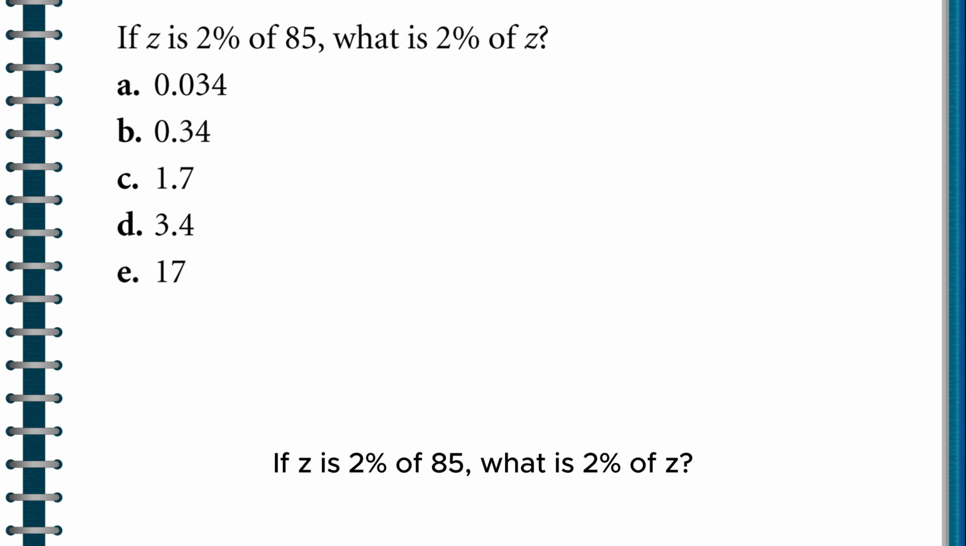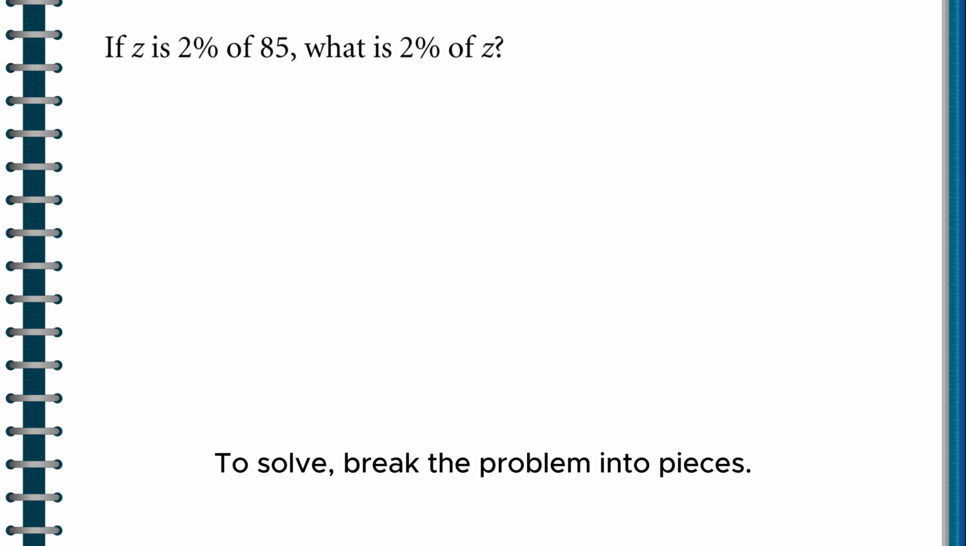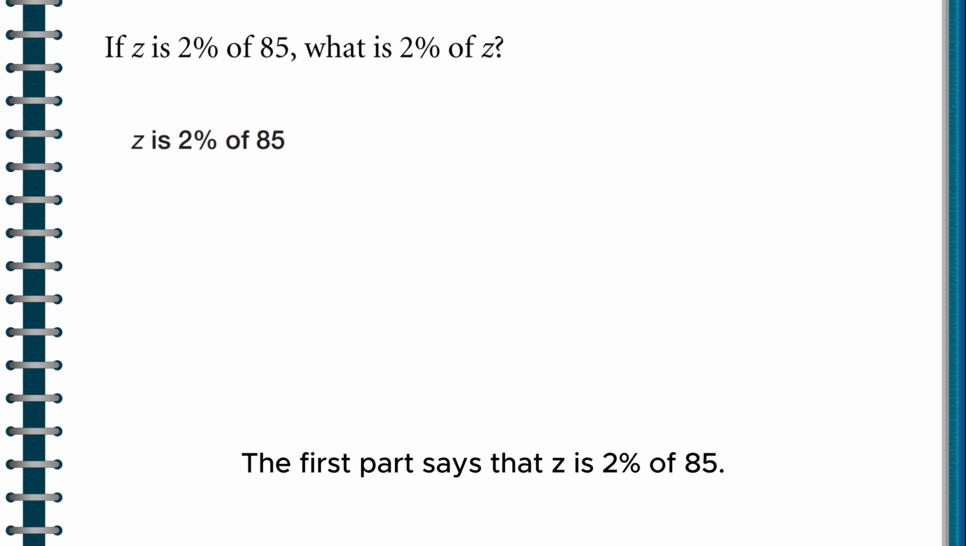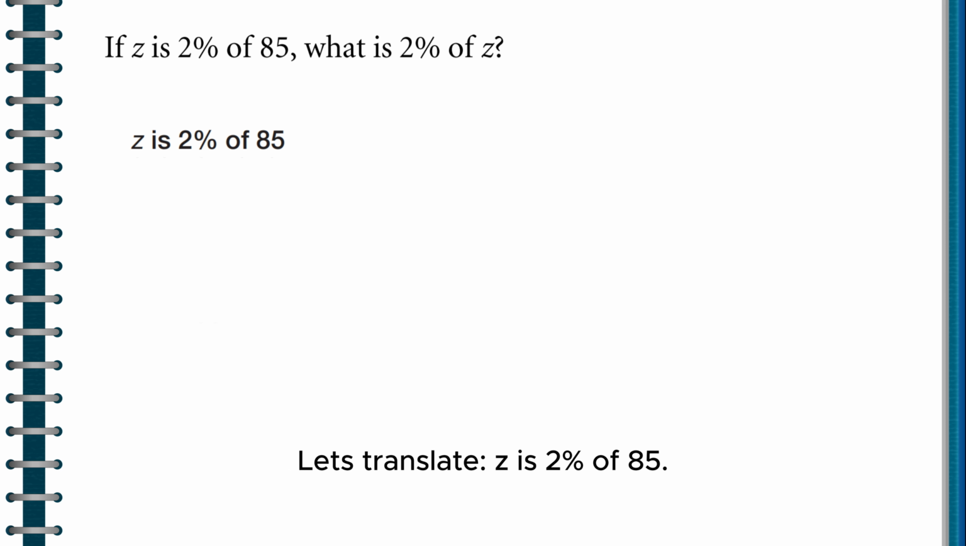If z is 2% of 85, what is 2% of z? To solve, break the problem into pieces. The first part says that z is 2% of 85. Let's translate this to percent of 85.